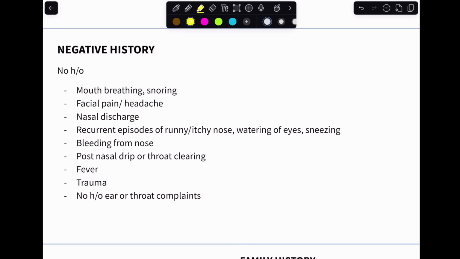Now negative history is not a column that you actually write in your case sheet, but I've just mentioned it for you to know that there are some other histories that you also have to take so that you can rule out a lot of differential diagnosis. So the history that we will take over here is there has been no history of mouth breathing, snoring, facial pain, headache, nasal discharge, recurrent episodes of runny or itchy nose, watering of eyes, sneezing, bleeding from nose, post-nasal drip, throat clearing, fever, trauma, and there is also no history of ear or throat complaints. And we'll talk about each one of them in a little bit.